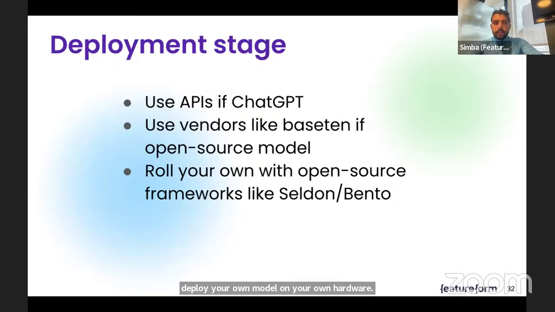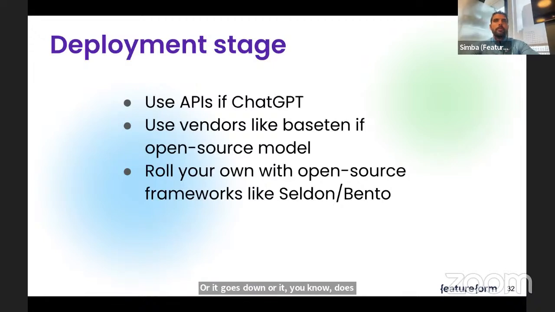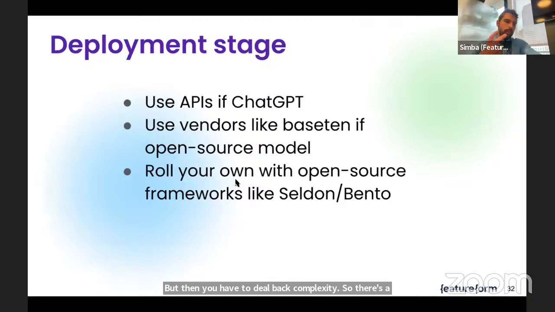Using APIs is great when they're really, really easy. The problem with APIs is you do not own the hardware, and unless you pay them a lot of money, there's no SLA. So as we've all seen, ChatGPT sometimes is really slow, or it goes down. If you want to be able to control your own performance guarantees, you would have to manage and deploy your own hardware, but then you have to deal with that complexity. So there's a trade-off depending on what you're trying to do and how important and critical it is for your use case.